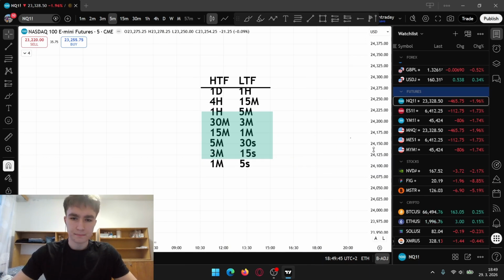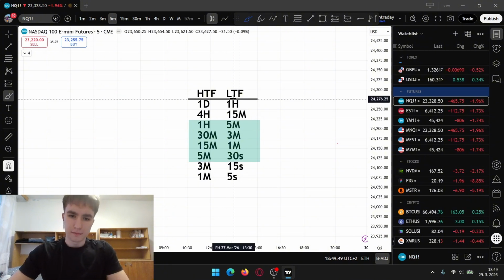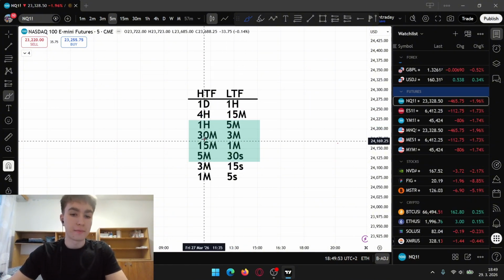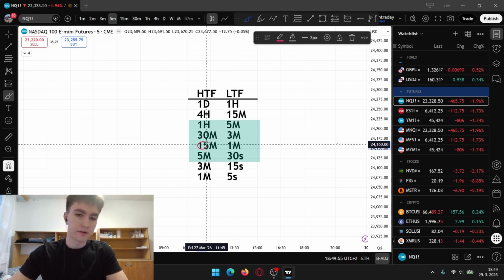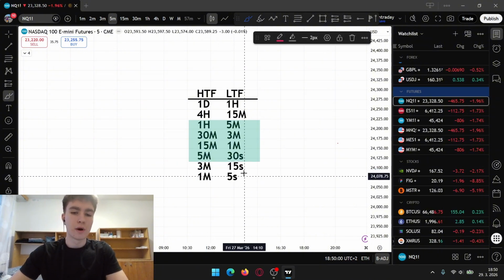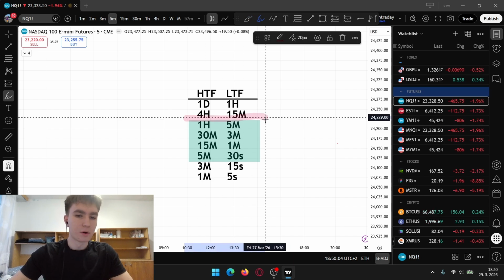So we have the daily, 4 hour, 1 hour, 15 minutes, 5 minutes, 3 minute, 1 minute, 30 second, 15 second, and 5 second. The sweet spot is where I take the most setups.